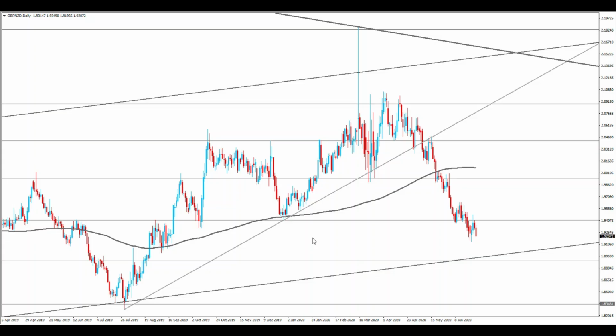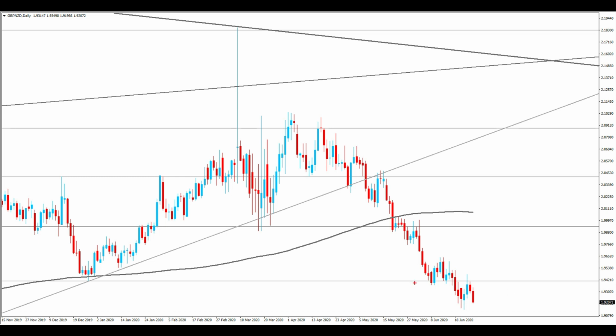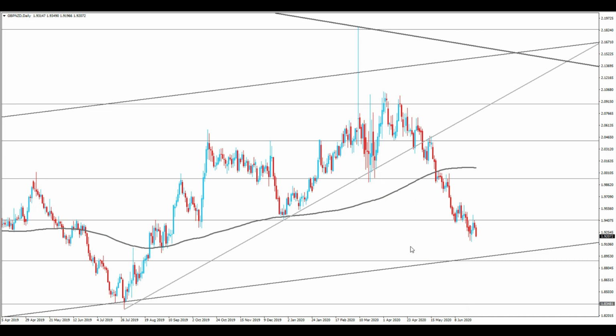Okay, so we're going to start with the daily chart to analyze GBP NZD. If we zoom in, you can see that price broke this level last week and gave us a move down. We had a retest of that same level with that long wick there, and now it got rejected and price is heading back down to continue that downward trend.